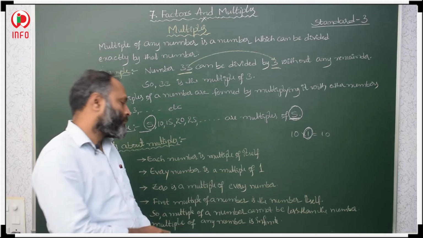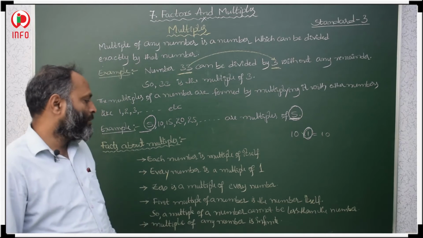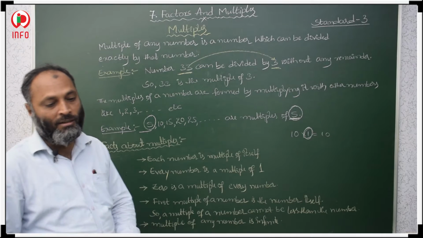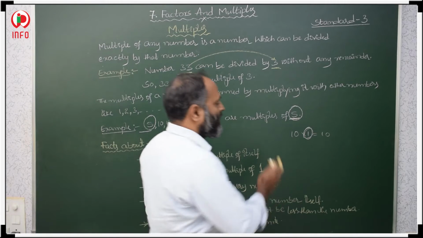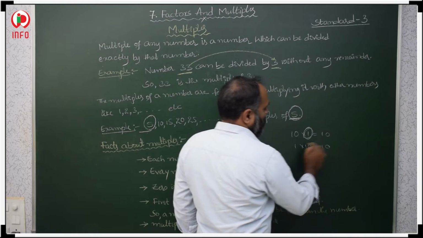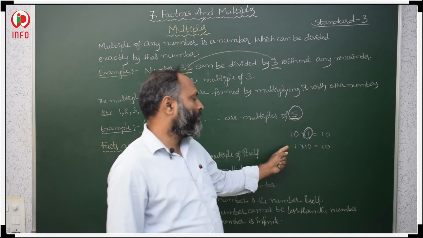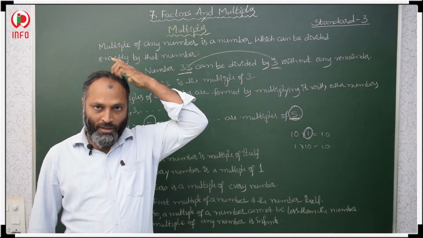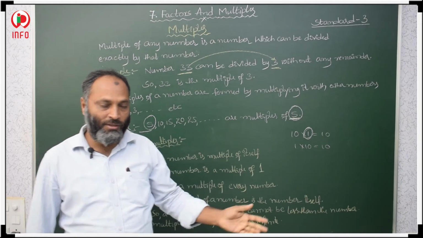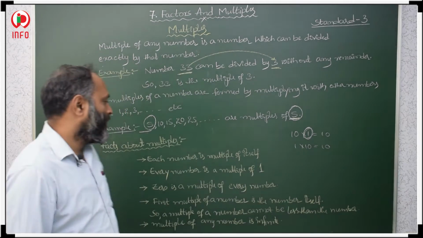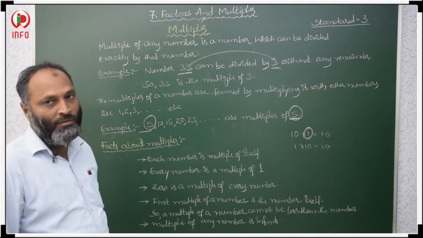Next, every number is a multiple of 1. So 1 tens are 10, like this. 10 ones are 10, 1 tens are 10. So in every number, 1 is a factor. 1 divides every number. So every number is a multiple of 1.